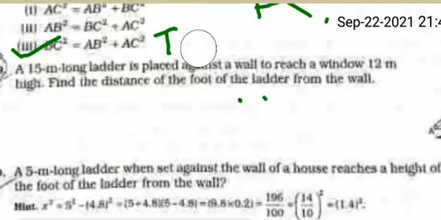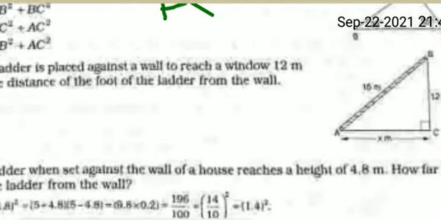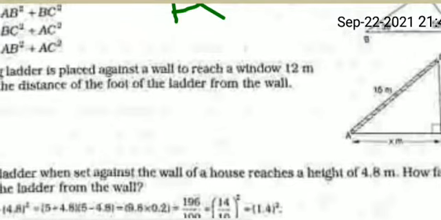Next, question number 9 here tells that a 15-meter long ladder is placed against a wall to reach a window 12 meter high. Find the distance of the foot of the ladder from the wall. You can see the picture is given. ABC looks like a triangle. BC is the wall, AC is the distance of the foot of the ladder from the wall, and AB is the ladder.